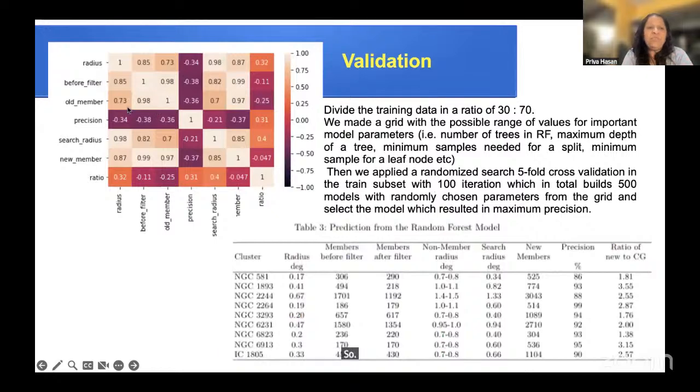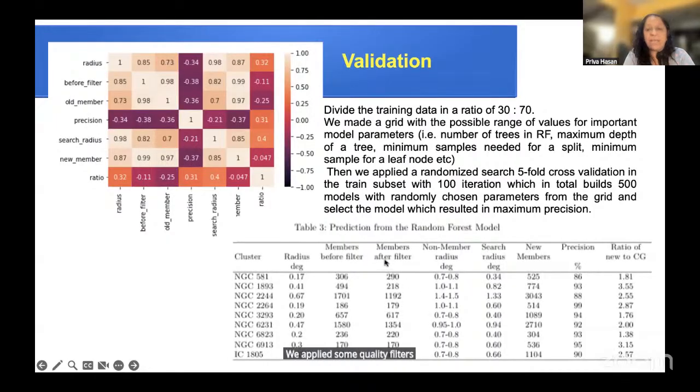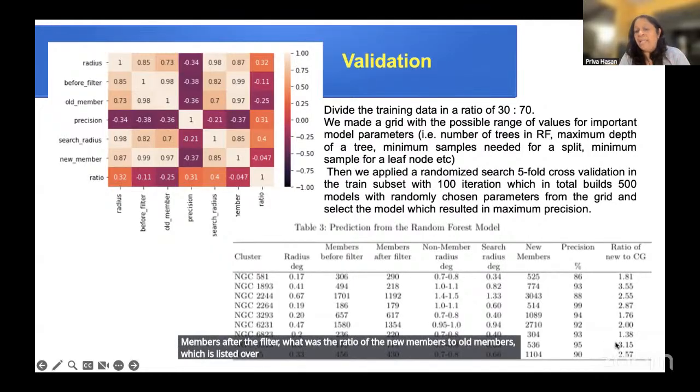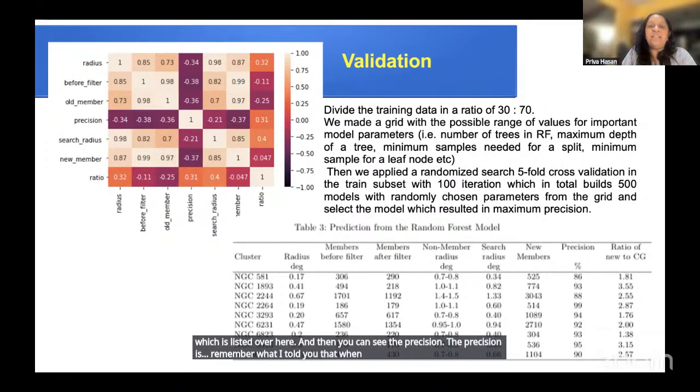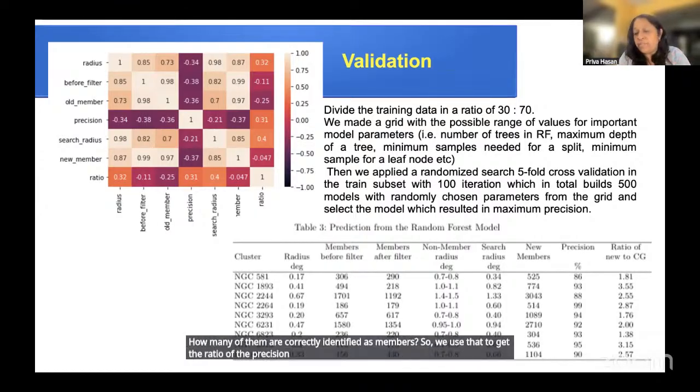So for validation, we also used different methods. For the clusters, we found their radius and the members before filters. We applied some quality filters, which are described in the paper. Members after the filter, and the ratio of new members to old members, is listed over here. And then you can see the precision. Remember what I told you, that when we divide the data into 70-30, we check of the 30, which is 30% of the data, how many of them are correctly identified as members. We use that to get the precision, and you can see the precision over here.